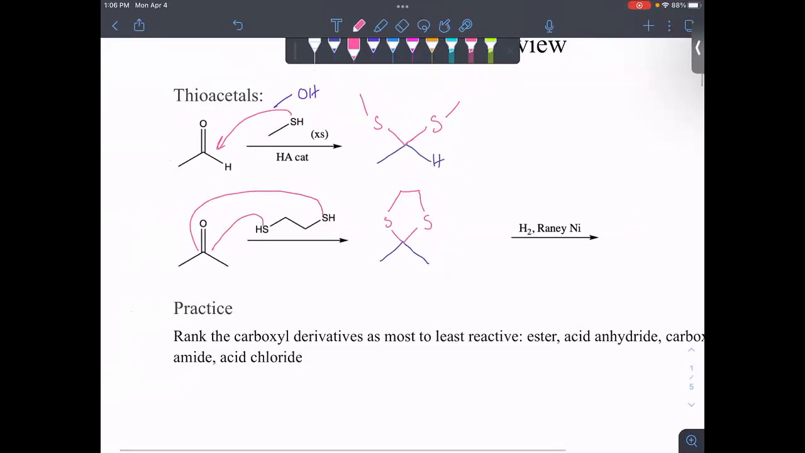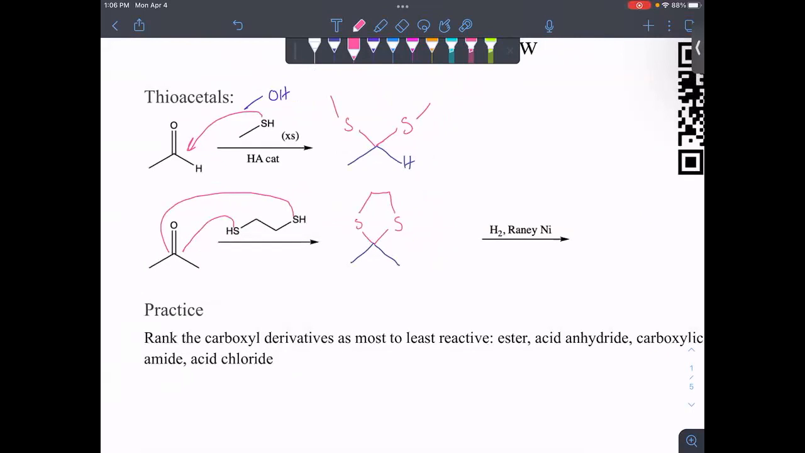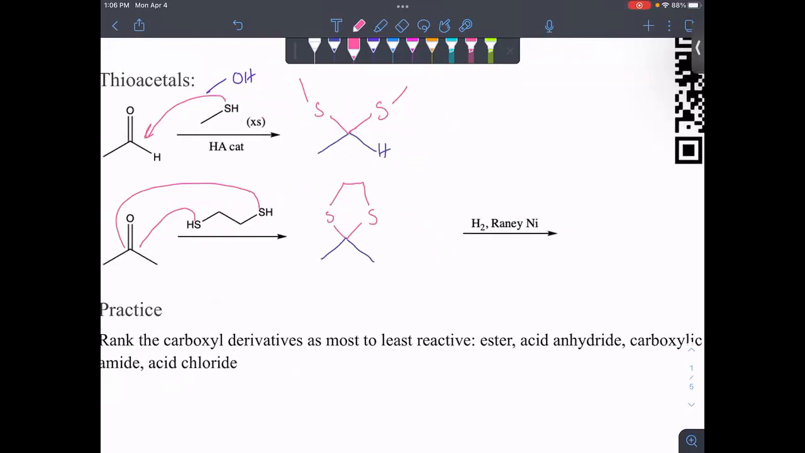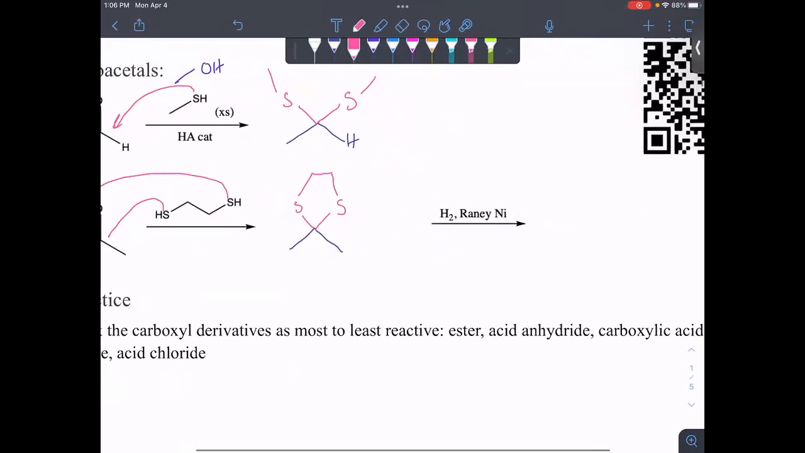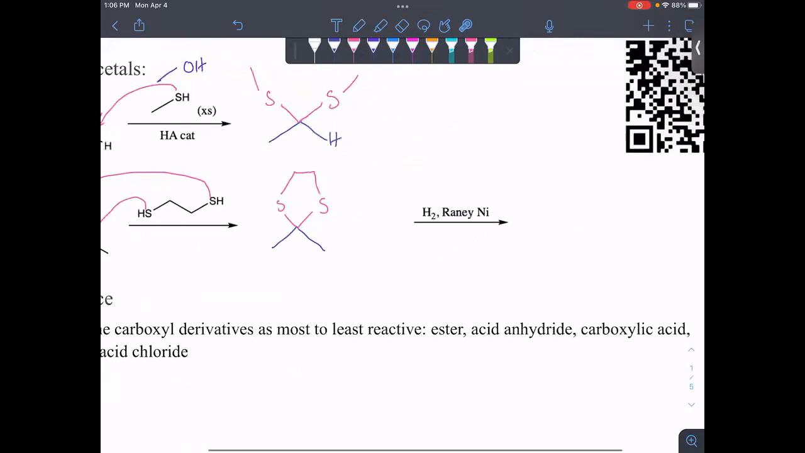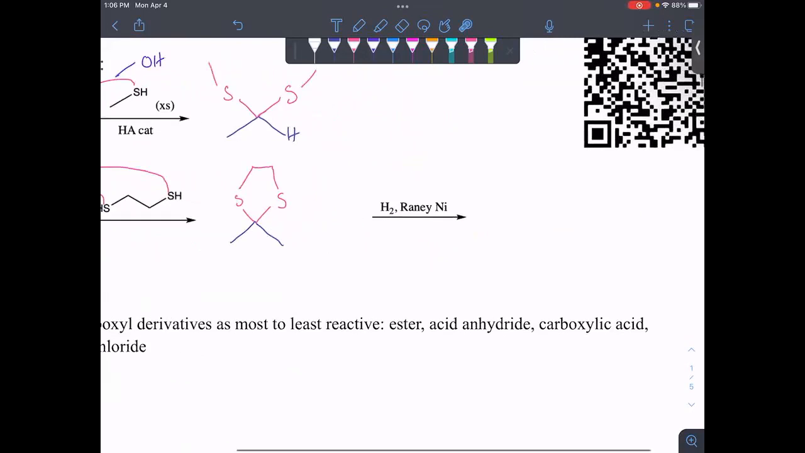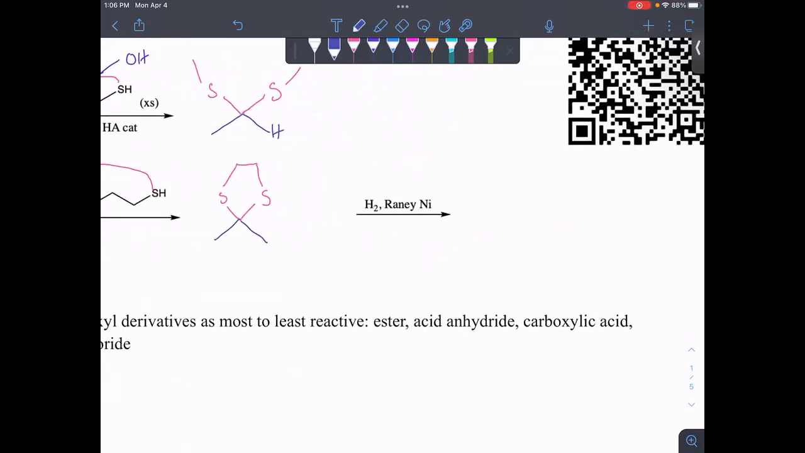The only important thing with thiols, the only way they're different than your normal acetal, is that they're used to completely reduce aldehydes and ketones. So once we've made a thioacetal, we can just give it this thing called Raney nickel. If we give it Raney nickel and hydrogen gas, it just cuts off the sulfur groups and replaces them with a hydrogen. So we're going from a thioacetal to a plain alkane.